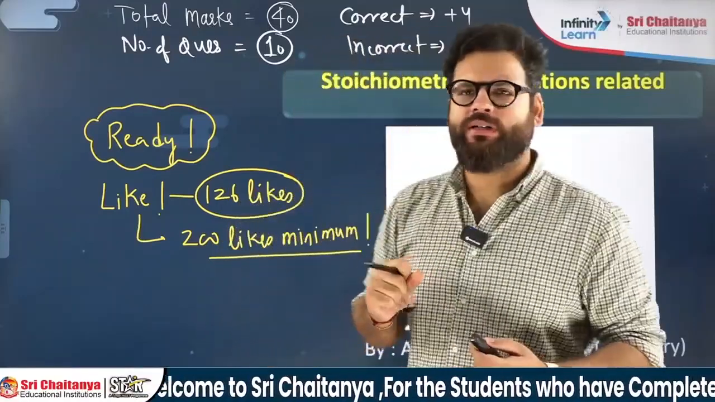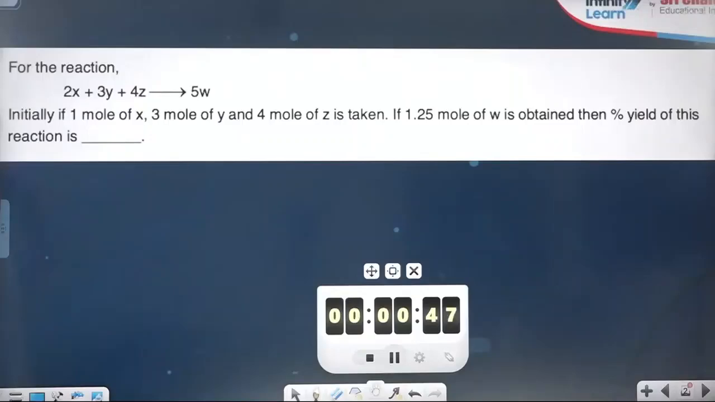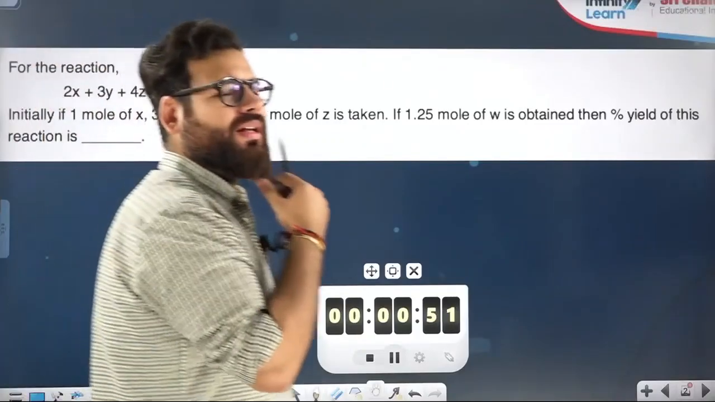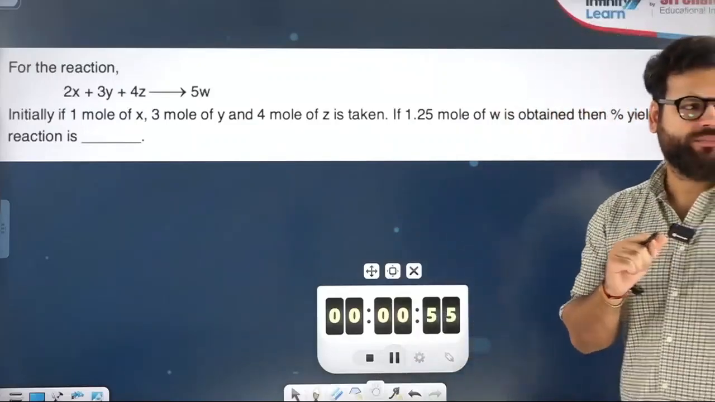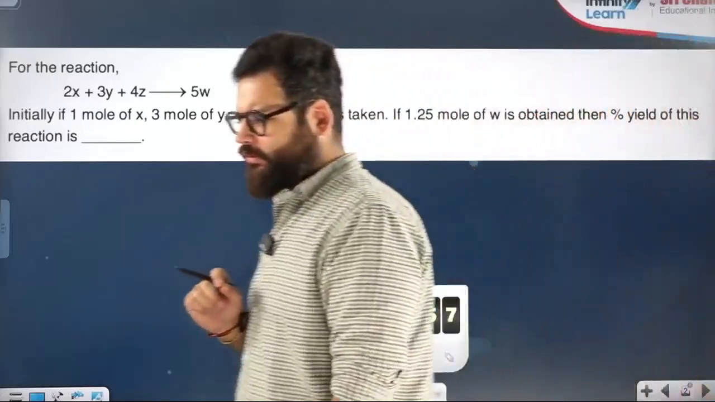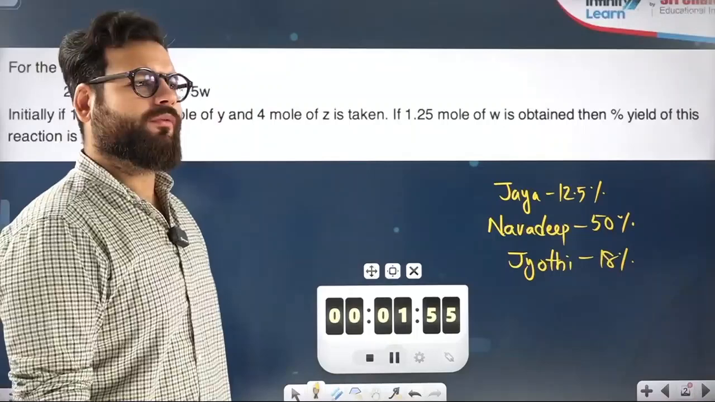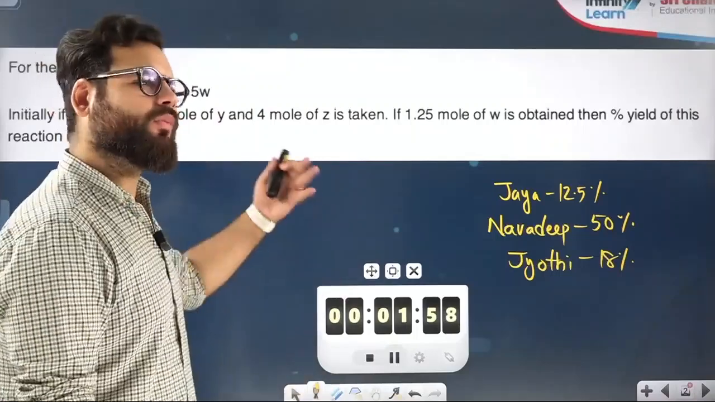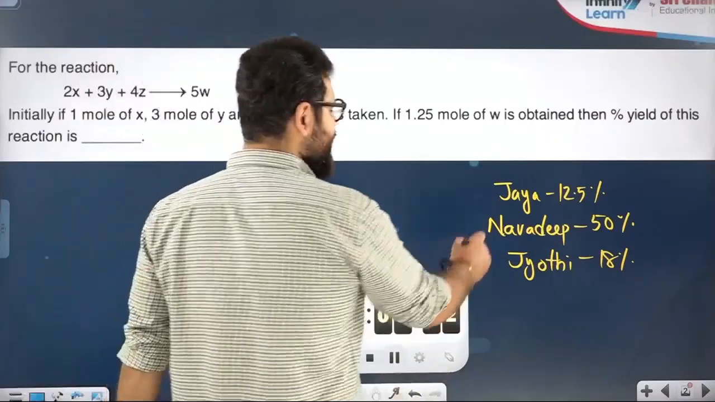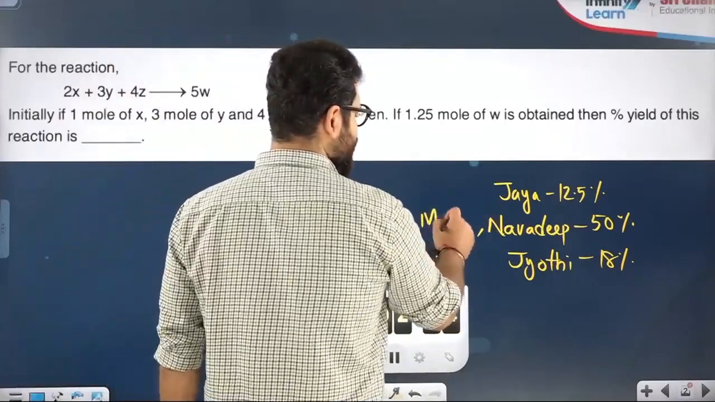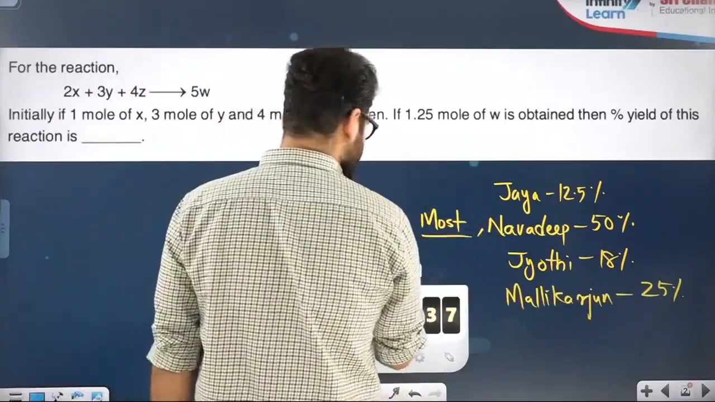Let us start. Question number 1. Here both the concepts are there: the concept of limiting reagent as well as the concept of percentage yield. A little difficult question. Almost many people are saying 50%. Most of you. Now I'll start with the answering.